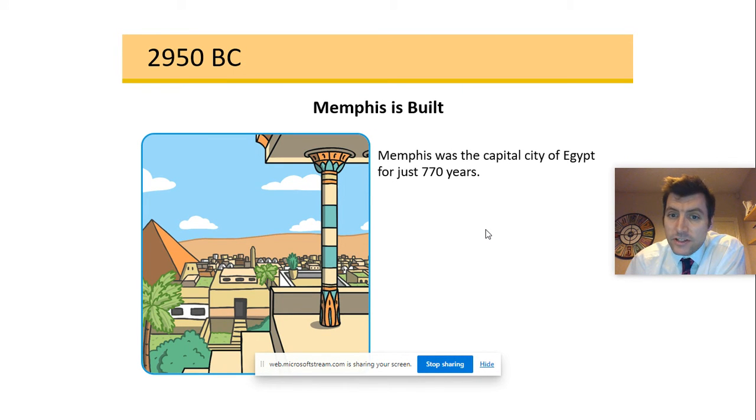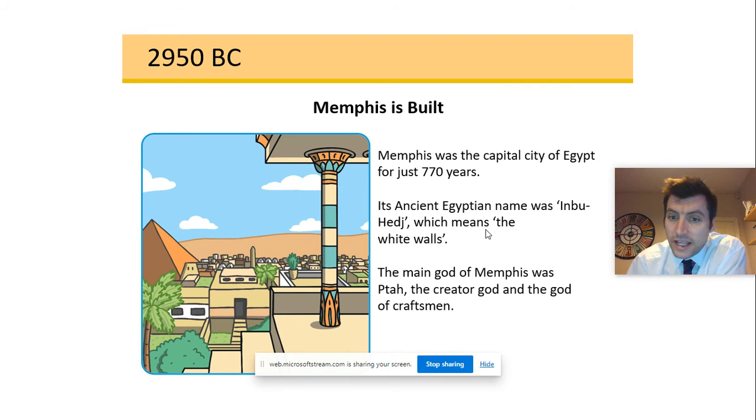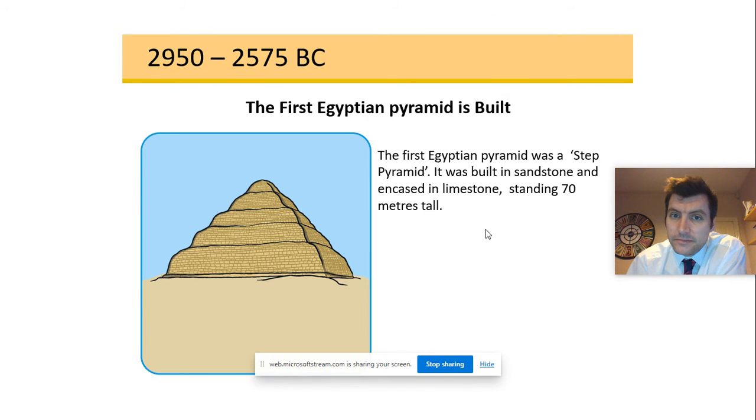The city of Memphis was built, and it was only a capital city for 770 years, which to me seems quite a long time. But in those 3,000 years that the Egyptians were the premier civilization, it was not the capital city for all that time. Okay, it means white walls. Okay, and the main god of Memphis was Ptah, the creator god and the god of craftsmen.